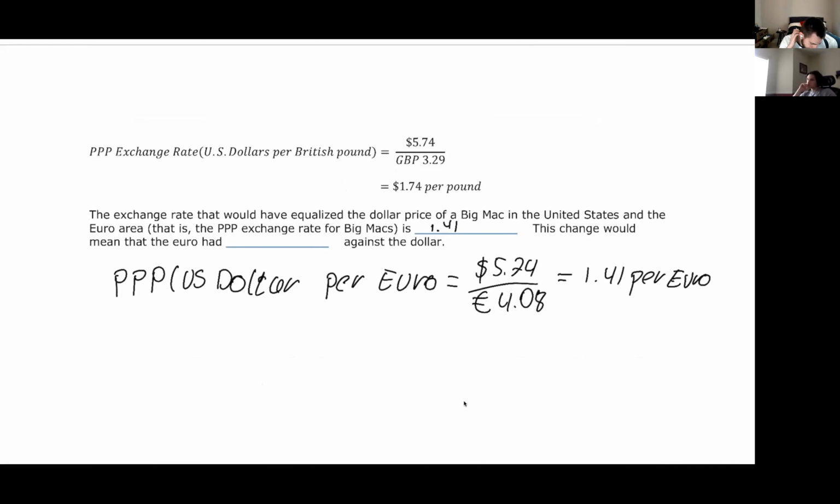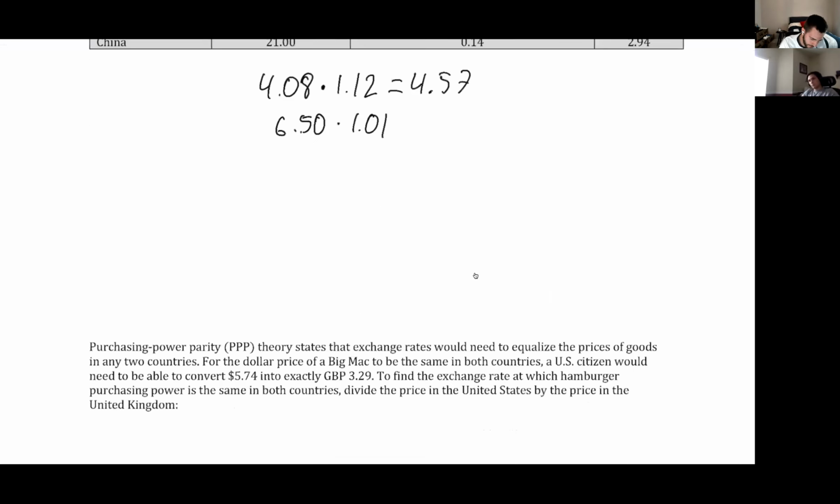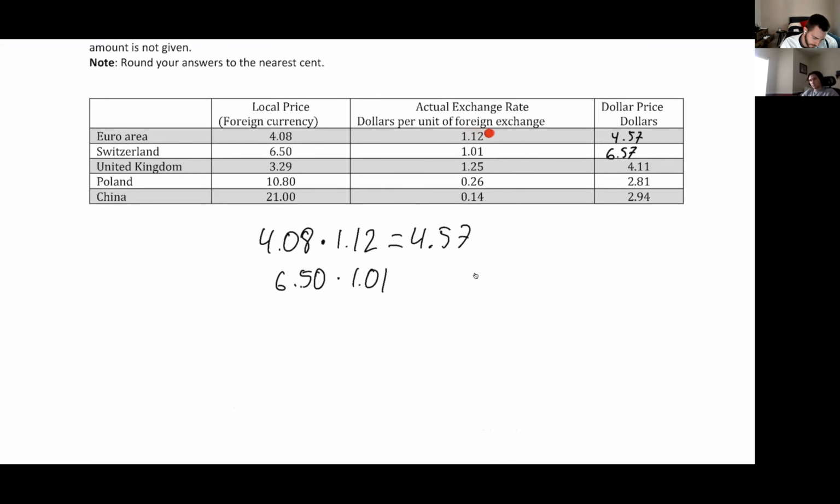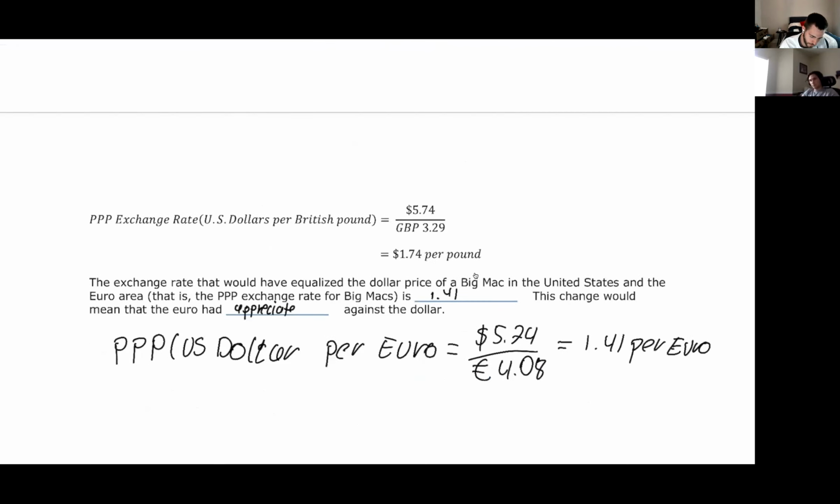And this would mean that the euro either appreciated or depreciated, and it did appreciate, because it went up from 1.12 to 1.41.